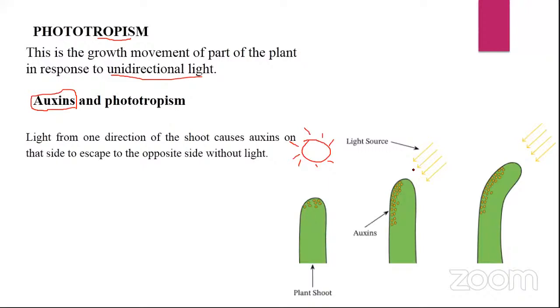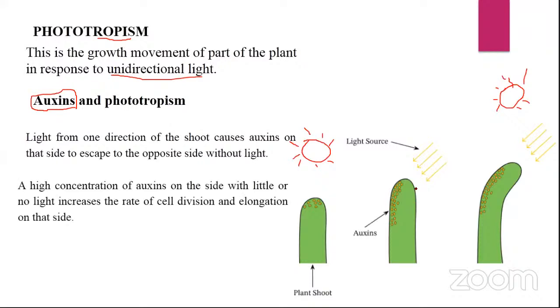Now, when the sun is in a given direction, let's say here, this sunlight is going to be shining on the part of the shoot on one direction. So what is going to happen is that the auxins, instead of being evenly distributed like here, are going to move to the dark side. Light is coming in this direction, but now the auxins are moving to this other dark side. So once they move to this dark side, there's going to be a high concentration of auxins.